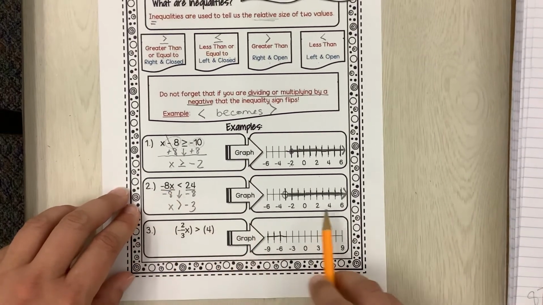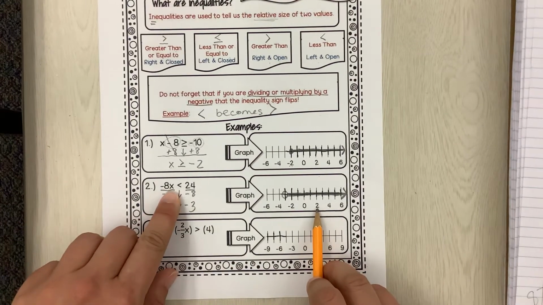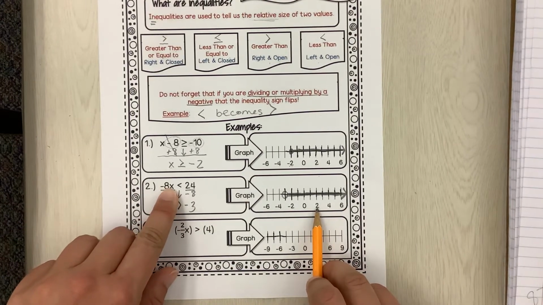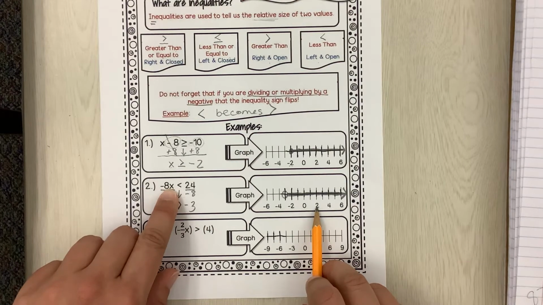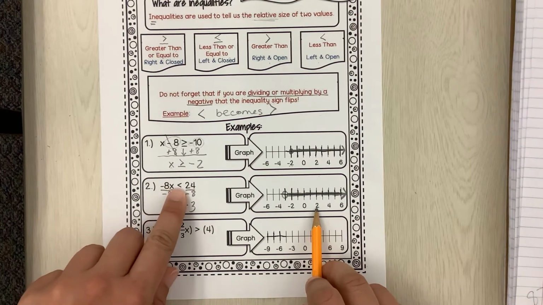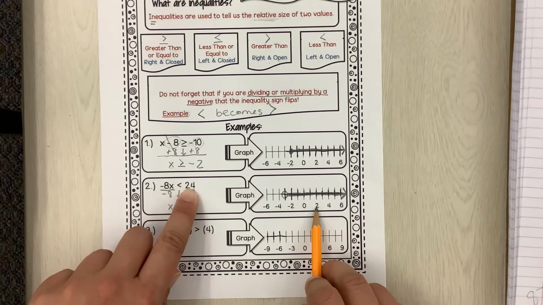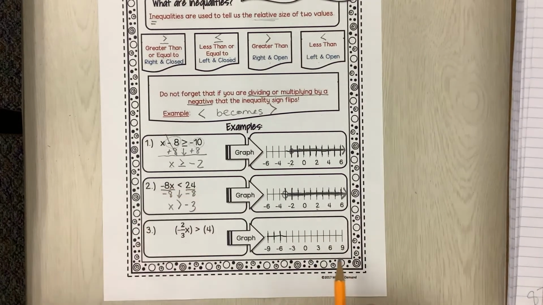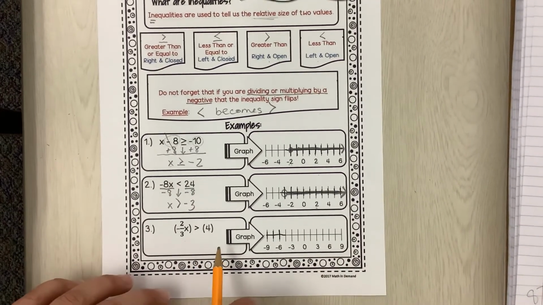So let's plug in a number. Let's put 2 where x is. What's -8 times 2? Well, it's -16. Is -16 less than 24? Yes, it sure is. So this works. We're good. Let's look at the third one.